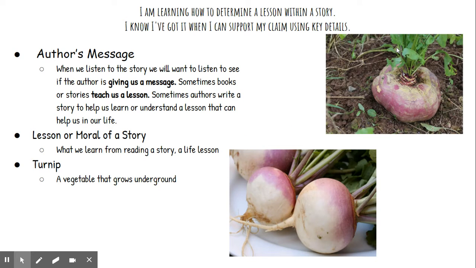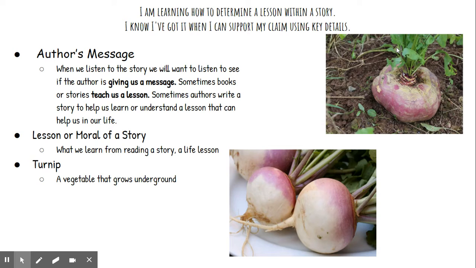Before we move on, let's go over some important vocabulary. So the first is author's message. When we listen to the story, we will want to listen to see if the author is giving us a message. Sometimes books or stories teach us a lesson, and sometimes authors will write a story to help us learn or understand a lesson that can help us in our lives.